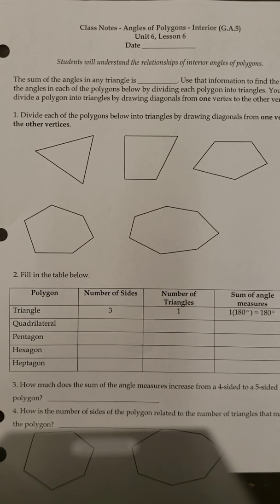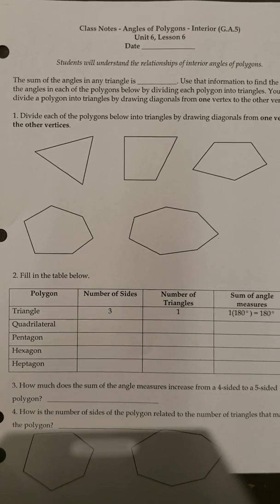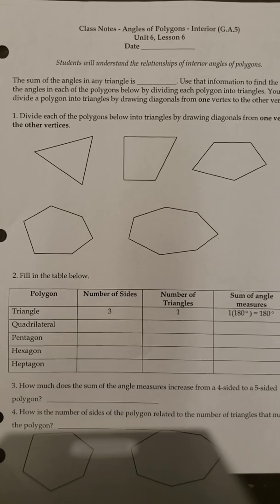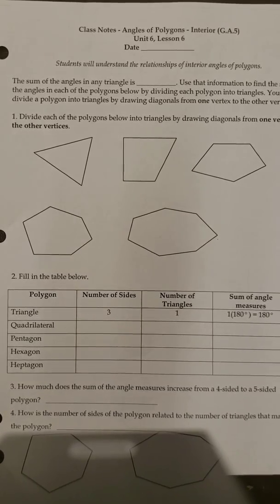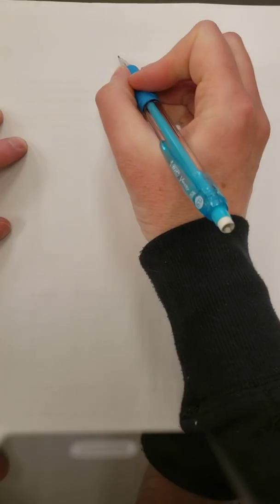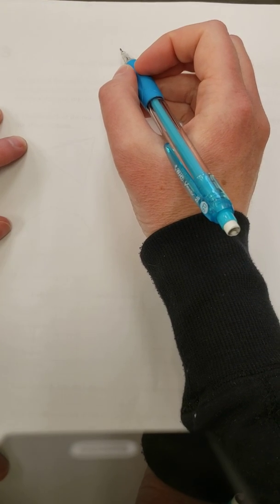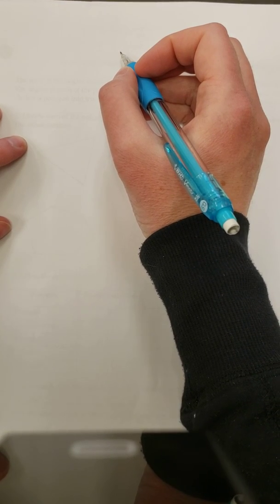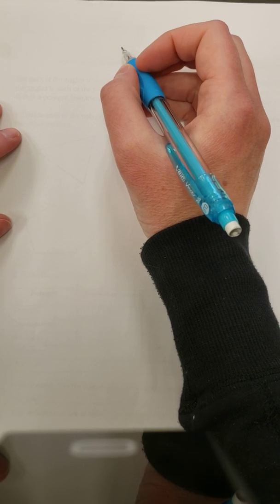We are on to our next lesson. We are going to be looking at the interior angles of polygons. Now, before we get into the lesson, let's review what a polygon is. A polygon: poly means many, and gon means sides. So the word polygon means many sides.